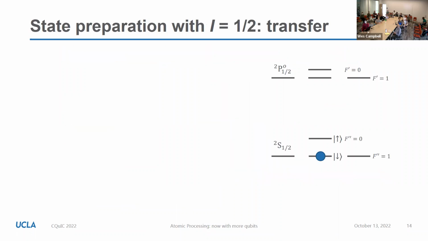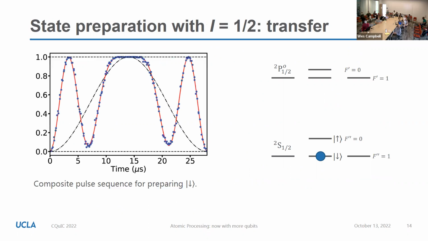Okay. So we can do our state preparation of the F equals 0 state using that optical pumping that I showed you before. To make this spin down state, this F equals 1, M equals 0 state, we apply microwaves, and we use a composite pulse sequence to do this.